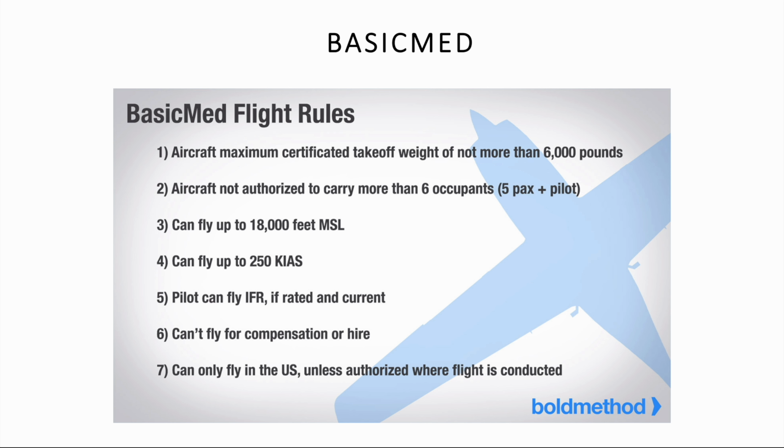You could fly up to 18,000 feet MSL. Again, ceiling for this guy is 14,000 feet. You can't breathe very well at 18,000 feet, so you're probably not going to be flying up there very often. Up to 250 knots. Again, this guy can do half of that on a good day. So average cruising speed for one of these is probably 100 knots, 110, 120 knots. So that's a fast, heavy plane.